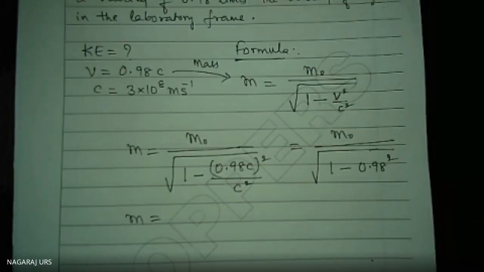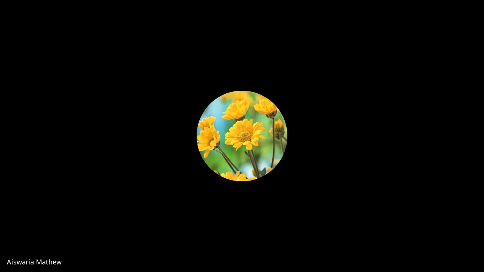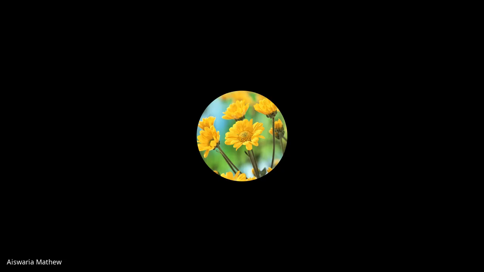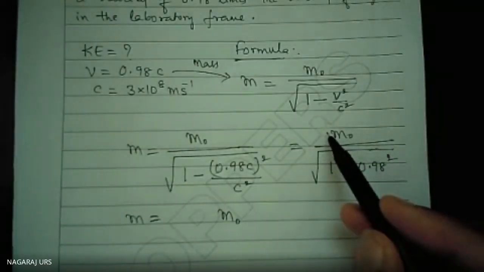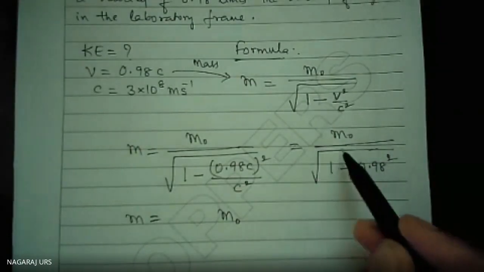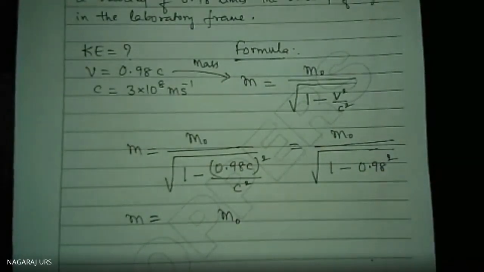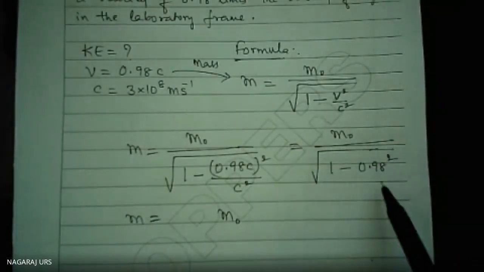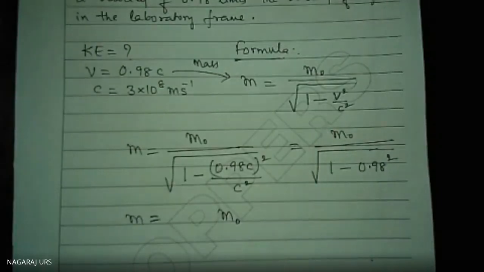Sandhya, finished? Aishwarya, answer it. 0.199 m naught. 0.199 m naught, sure? M naught is right, but 1 divided by that. Forgotten, I think. 1 divided by this. Most probably you have calculated only the denominator, but it is 1 divided by that.